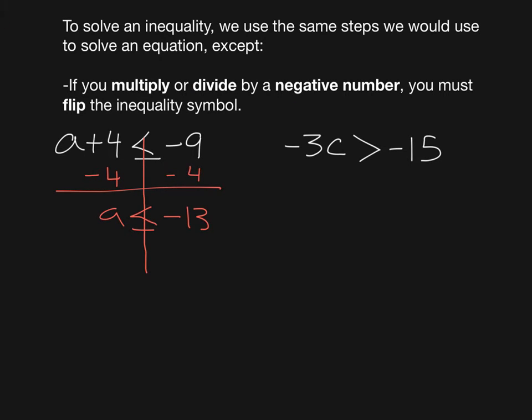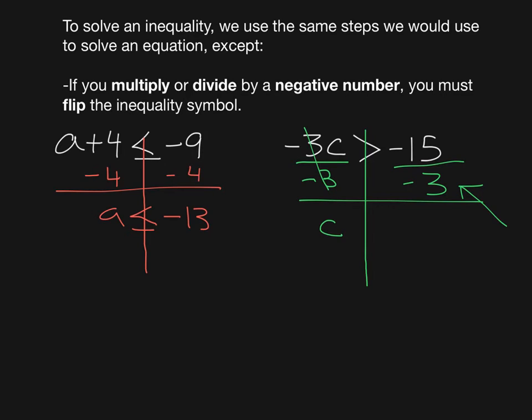Okay? In our next example, negative 3 times c is greater than negative 15. In this case, we draw a line through the inequality, the greater than symbol. Now negative 3 times c, we have to do the inverse operation of multiplication, which is divide. So we divide by negative 3. Now, because we are dividing by this negative 3 right here, we are going to have to flip the inequality.